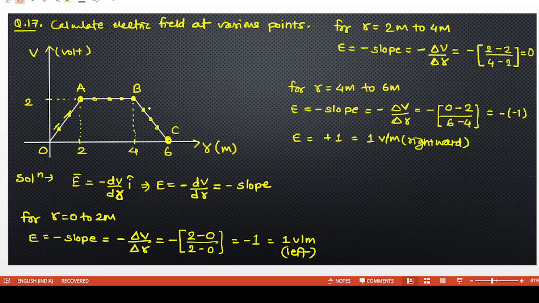For B to C, the slope is negative, and minus slope is positive. So the field is positive. What is the slope of B to C? Negative. So minus slope will be positive. Now you know the electric field at all the points. Now try to plot the electric field as a function of position.